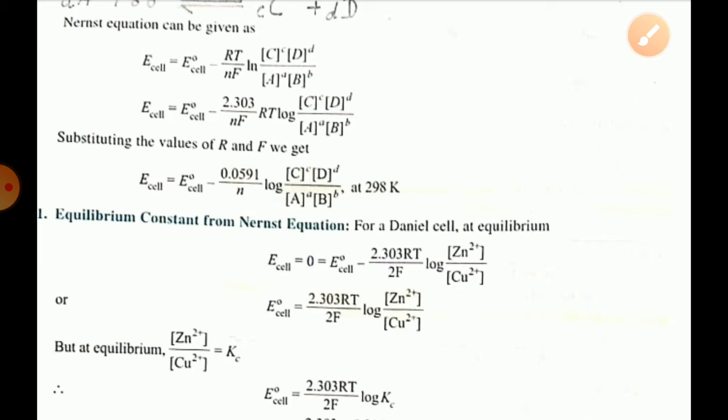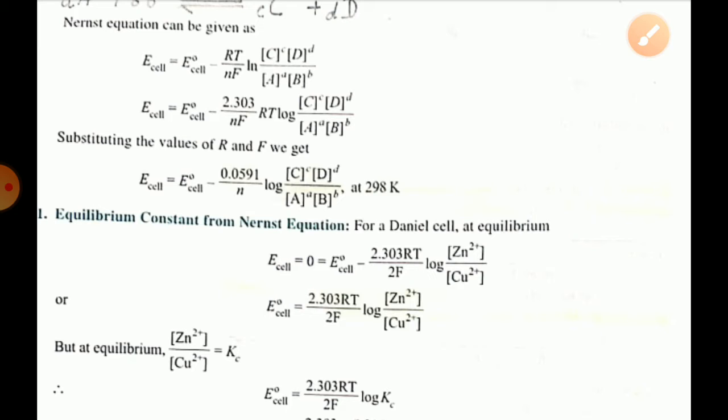So in that condition, we write E naught cell minus 2.303 RT upon 2F. Here the number of transferred electrons is 2, therefore in place of n we write 2. Log concentration of zinc ion upon concentration of copper ion. Here the concentration of zinc ion corresponds to the concentration of zinc sulfate, the zinc salt, and the concentration of copper ion indicates the concentration of copper sulfate, the copper salt.